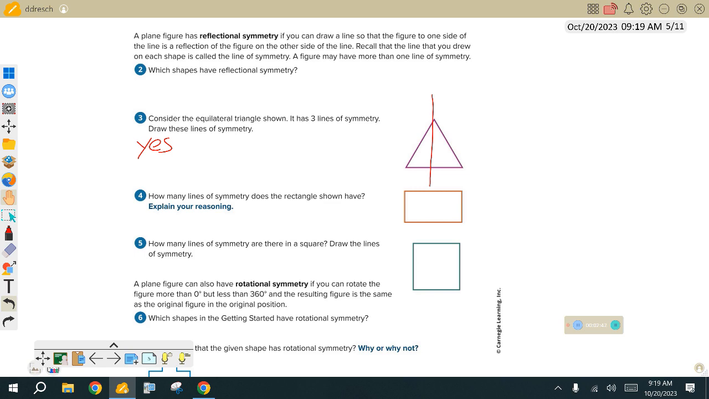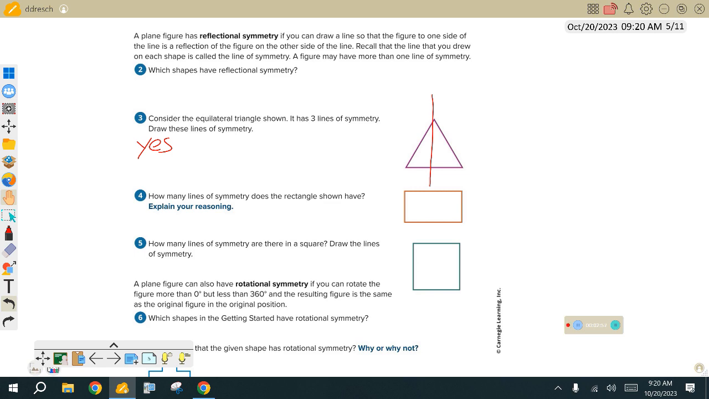Is that all we got? Is that the only line of reflection happening there? No. Where else do we have it? The other kind of vertex, right? Going through the other vertex here.